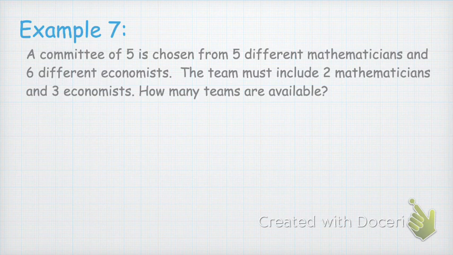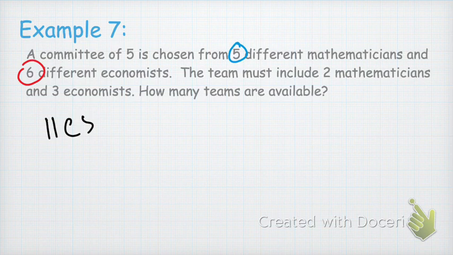So, example 7. Here's a more complicated example for you. We've got a committee of 5, and we need to choose some mathematicians, and we have 5 different mathematicians and 6 different economists, and we need to choose 5 of them to be on our team. And if all we had to do was just pick 5 people out of all of those, there are 11 total people, right? 5 and 6. And so that's a total of 11. And we need to pick 5. So that would be if there were no restrictions.